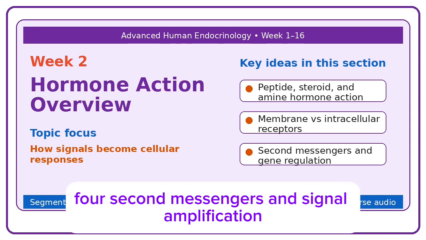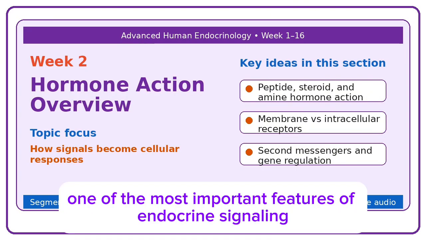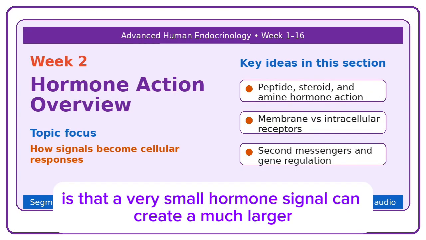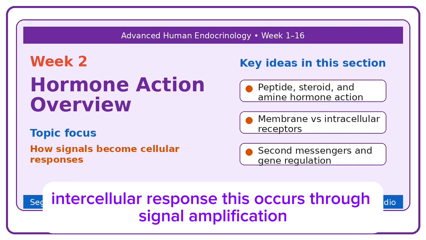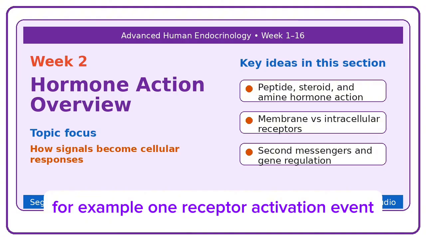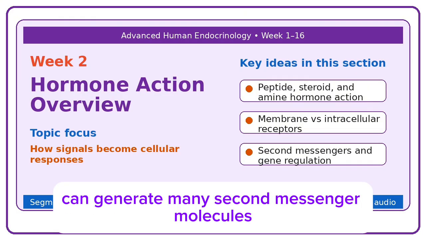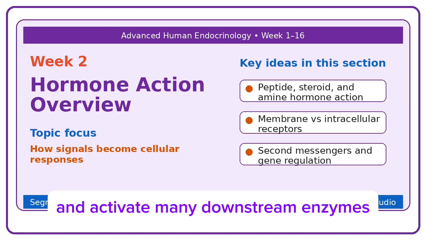4. Second messengers and signal amplification. One of the most important features of endocrine signaling is that a very small hormone signal can create a much larger intracellular response. This occurs through signal amplification. For example, one receptor activation event can generate many second messenger molecules and activate many downstream enzymes.